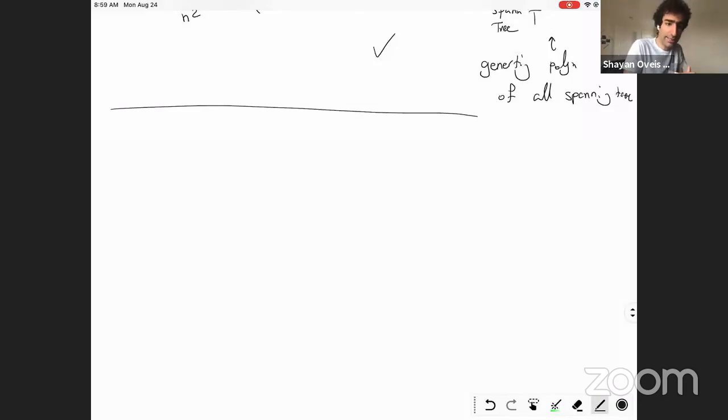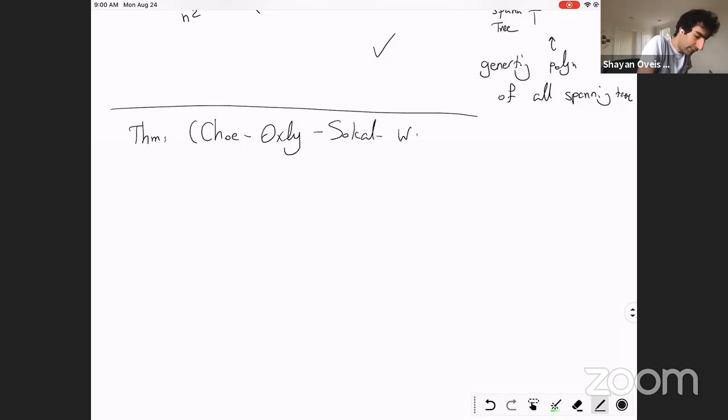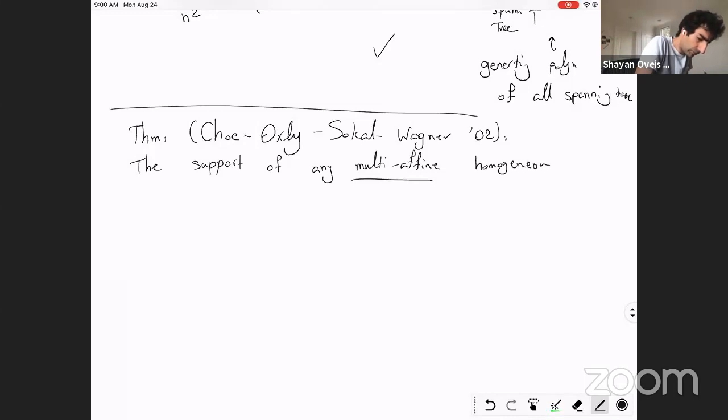So there is this nice theorem of Choe, Oxley, Sokal, and Wagner, from 2004. They proved the following thing: the support of any multi-affine homogeneous real stable polynomial corresponds to the bases of a matroid.